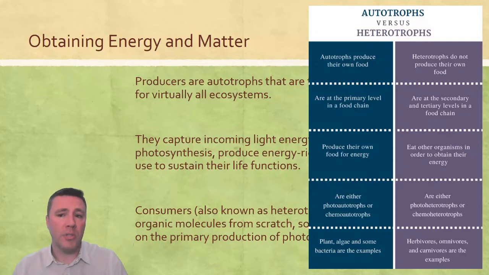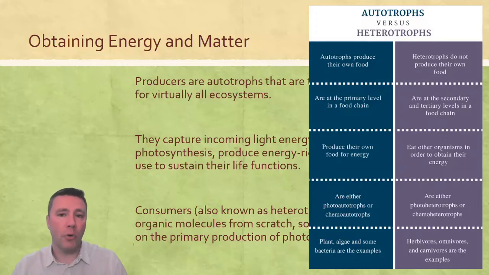Autotrophs are organisms that do produce their own food. Heterotrophs cannot. Autotrophs can fall into one of two categories. They can be photo or chemoautotrophs. Heterotrophs can fall into the same two distinctions, either photoheterotrophs or chemoheterotrophs. We're going to take a look at a flowchart in just a moment to help us understand that differentiation.